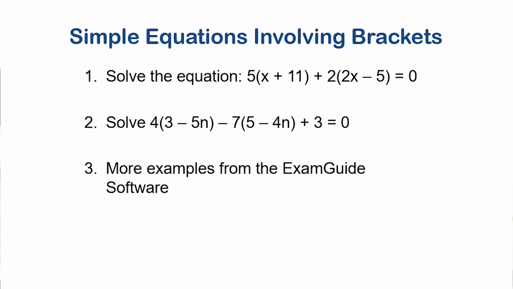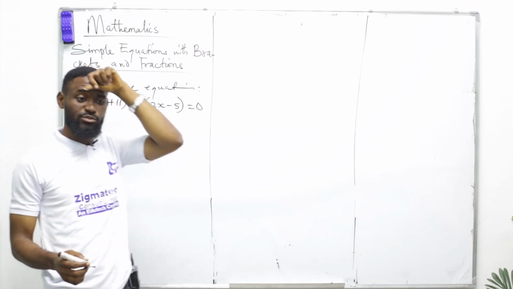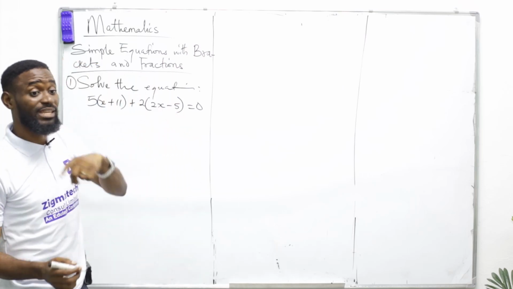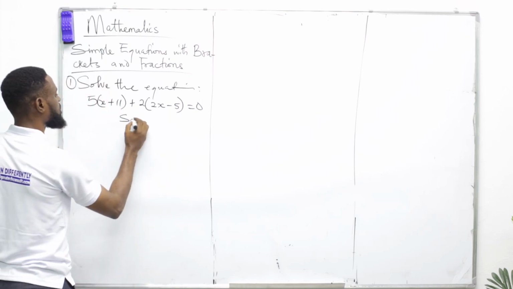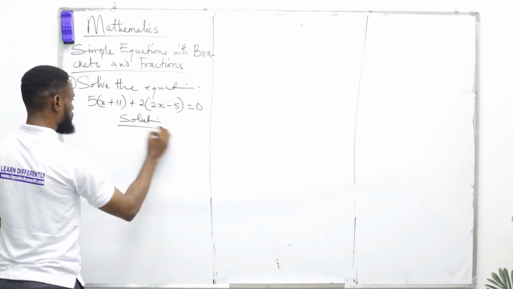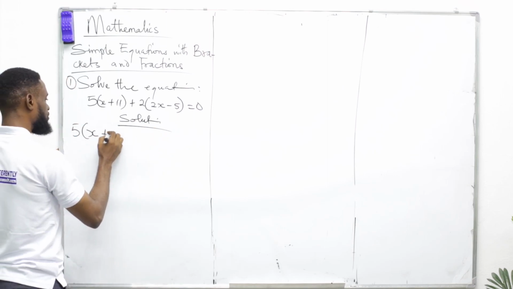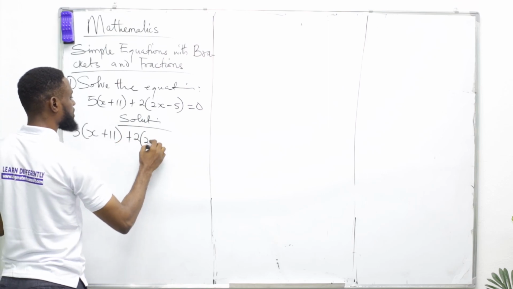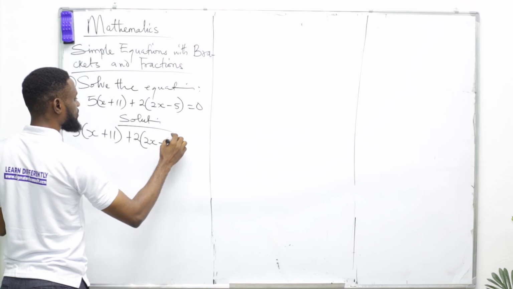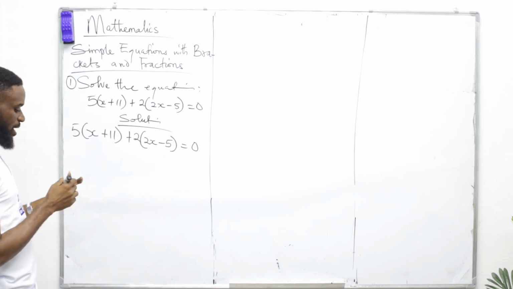For example, number one, they say we should solve the equation. To solve this equation means they want us to find the value of x, what x is. So the solution to this is 5 open bracket x plus 11 close bracket plus 2 open bracket 2x minus 5 close bracket is equal to 0. Do you get that?